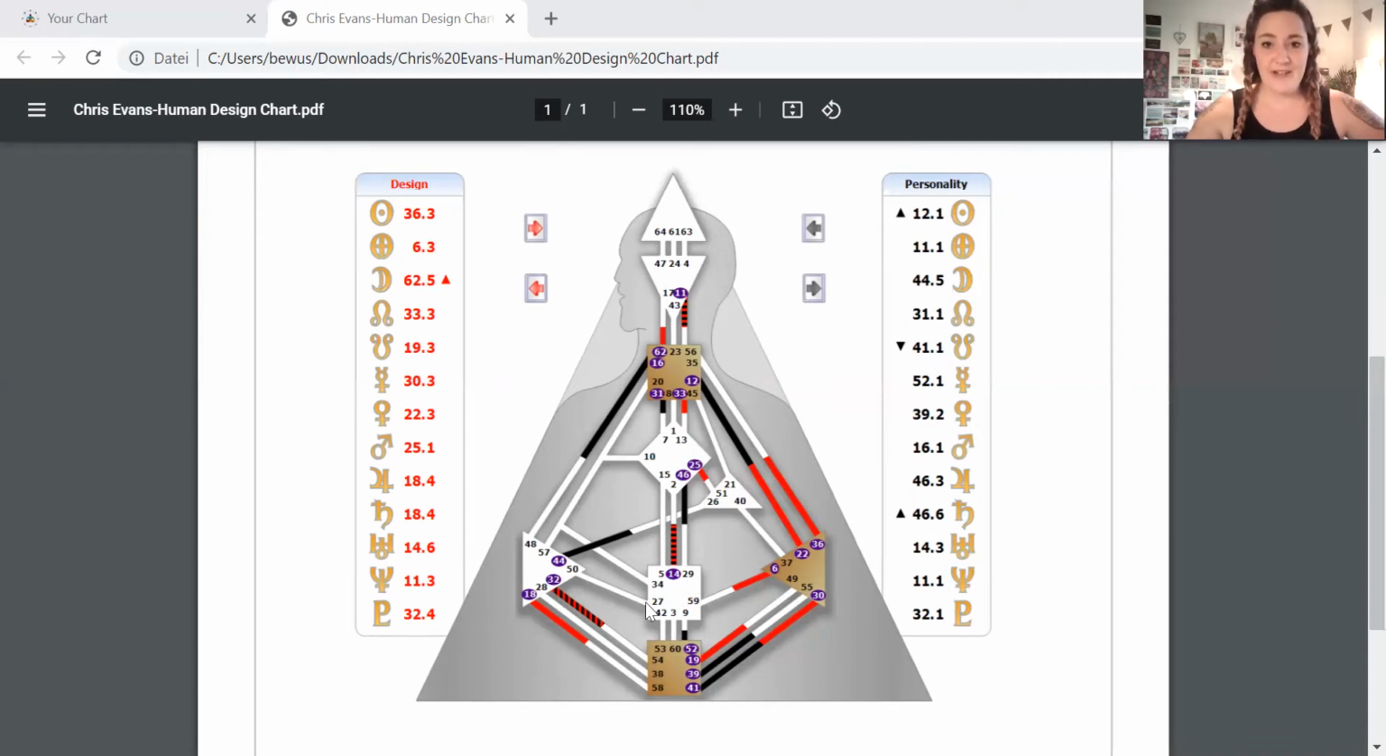This is the sacral center, which in manifestors is always white, always undefined. This is the emotional center. This is the root center, and this is the splenic center. So you can see Chris has 3 centers defined. What that means, I'm going to explain to you in a second. So let's go back to my screen.